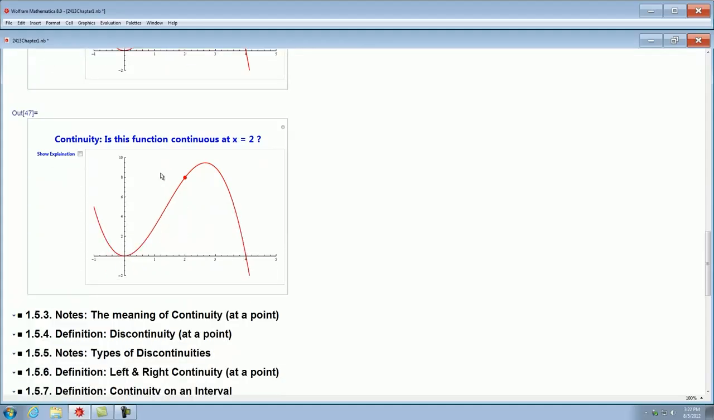Now here, this example satisfies everything we need. As we come in from the left, it's headed towards 8. As we come in from the right, it's headed towards 8. And the function's value at 2 is 8. So we have the limit exists and it's 8. The function is defined at 2 and it's 8. Since these two are equal, the function is continuous there.